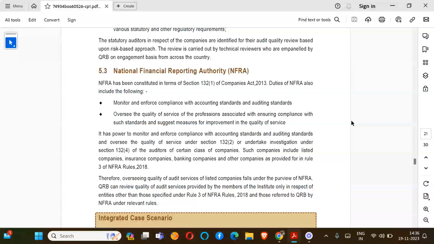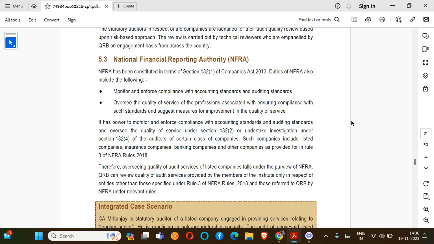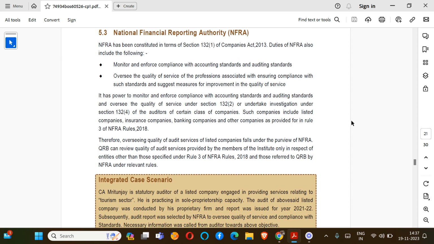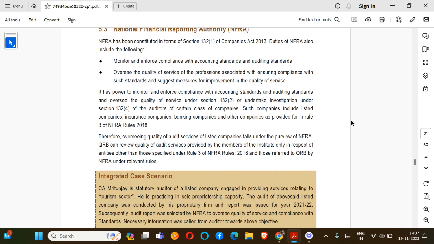Then we have NFRA also. NFRA is basically the National Financial Reporting Authority, which monitors and enforces the accounting standards. It is concerned with accounting standards, and oversees the quality of service associated with ensuring the compliance of the accounting standards and the auditing standards, and how we can improve the quality of service with regards to those standards only.